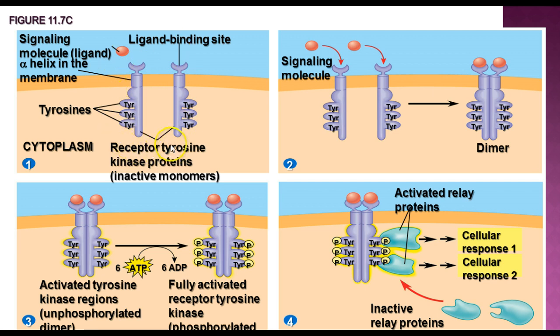So here we have the RTK receptor tyrosine kinases. These are inactive, and they usually occur in pairs. When the signaling molecules, the ligands, attach to them, they move together to form a dimer. And then they're activated at that point, and then they can be fully activated by being phosphorylated by ATP, and that phosphorylation process activates these relay proteins that can stimulate the cellular response.